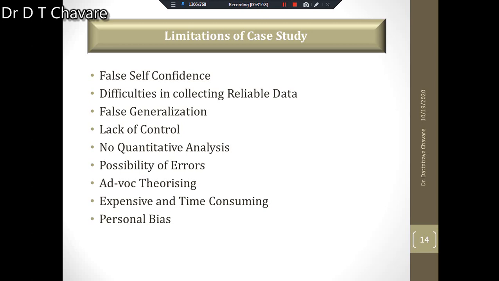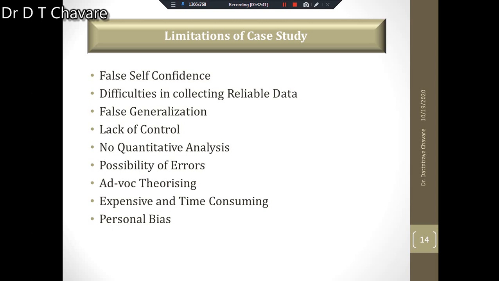Then the third limitation is false generalization. There is a tendency of the researcher to draw generalizations after studying a few cases, which may not be relevant to all situations. The next limitation is lack of control. In many case studies, try to understand my friends, there is an absence of control upon the respondents and researchers. The data collected in this way are generally incapable of verification. Hence, the conclusions drawn may not be valid. That's why you also have to face this limitation in the case study method.